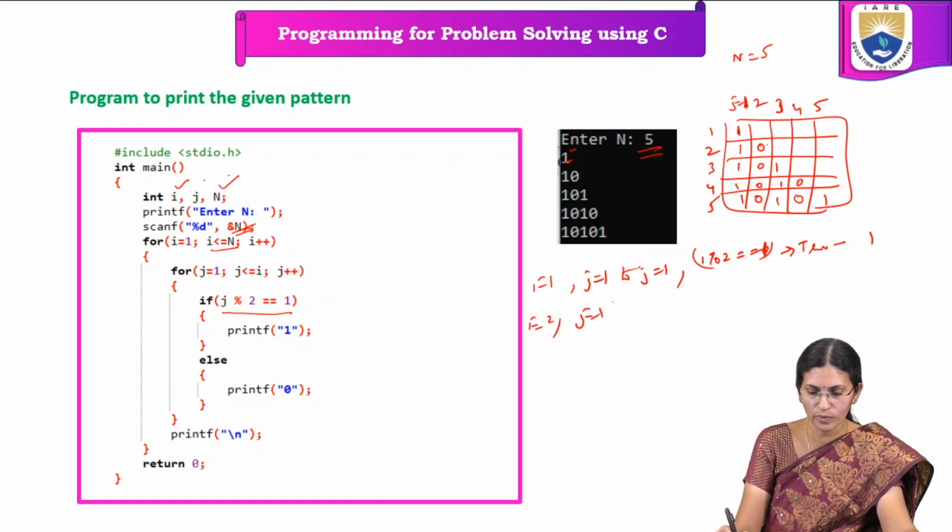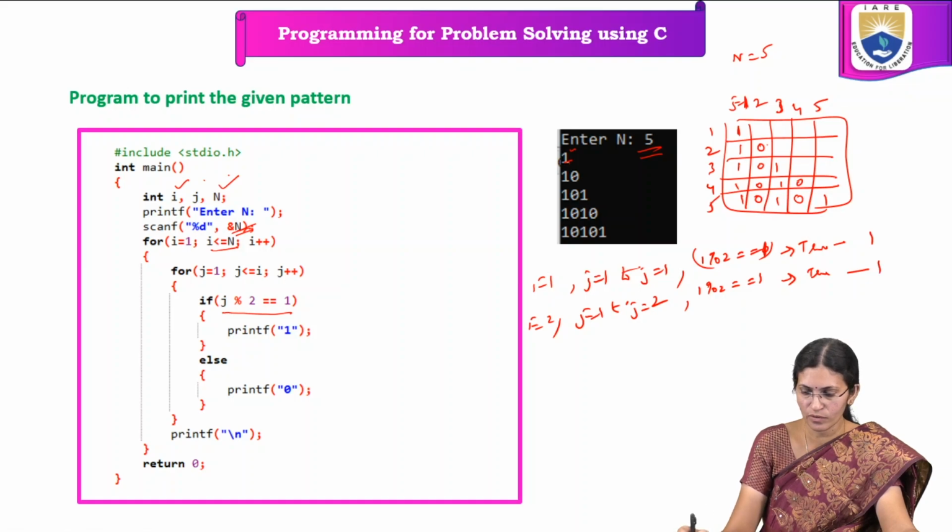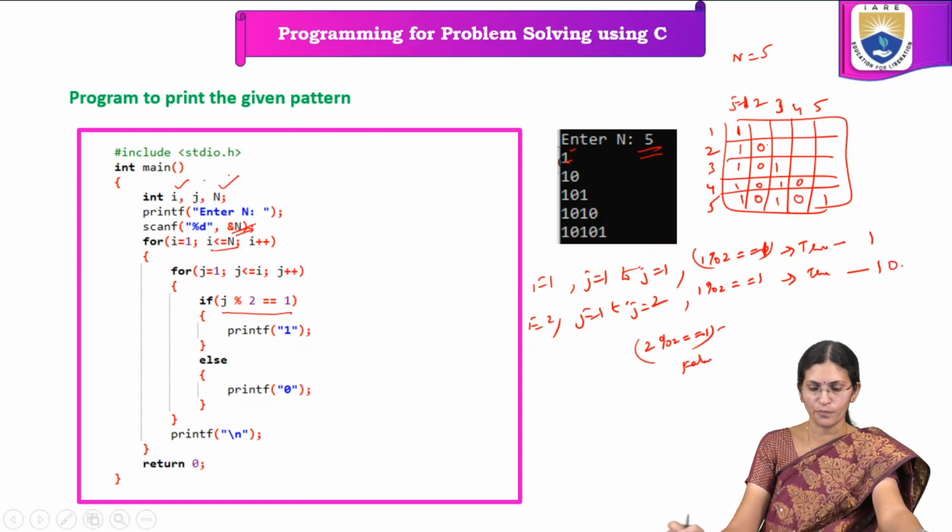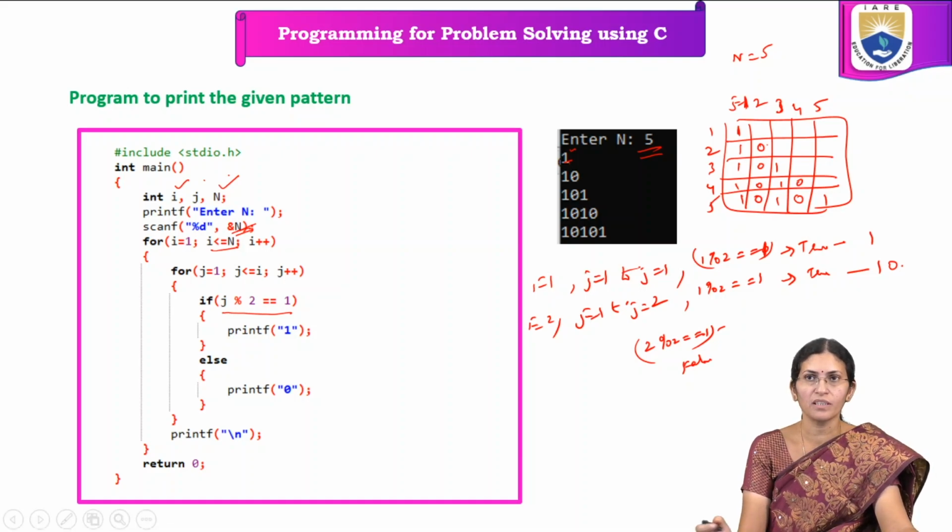Now j is equal to 1 to j less than or equal to 2, so it will check for two values of j. 1 mod 2 is equal to 1, so this condition is true. Therefore it will print 1. Next, 2 mod 2 is equal to 0, so this condition is false here. Therefore it will print the value 0. So in this way we can print the given pattern.